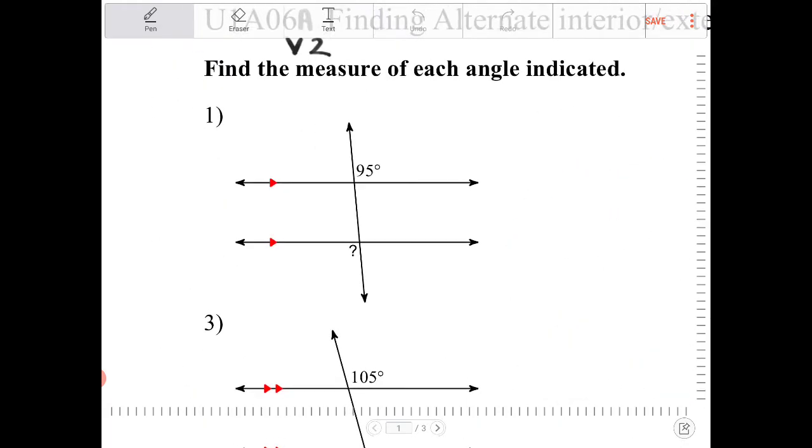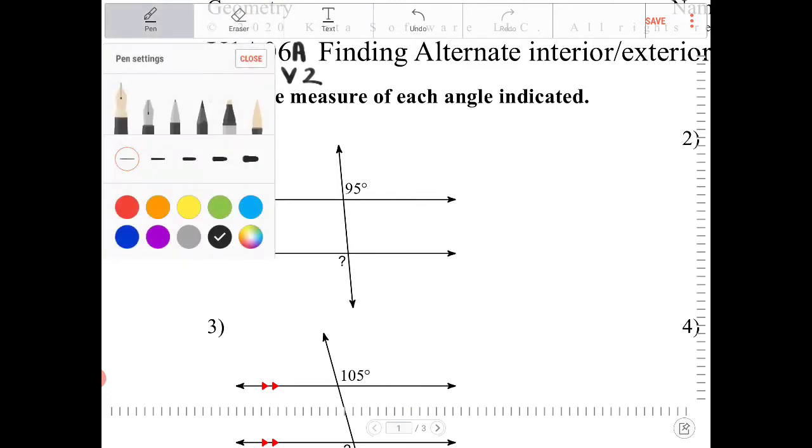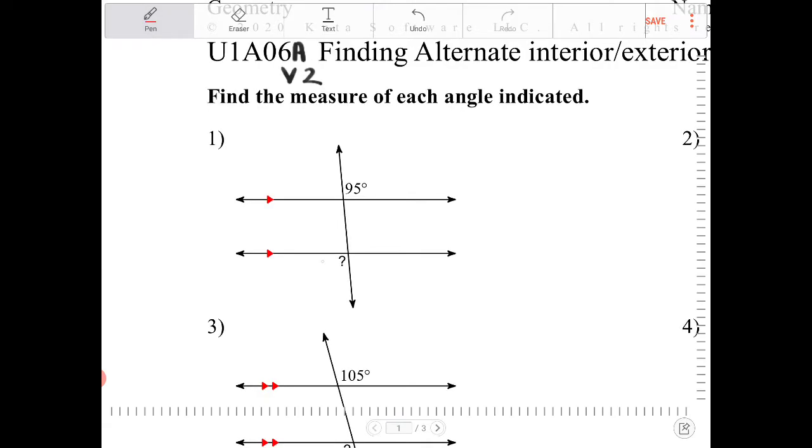So question number 1 here. I notice that I have 95, and I'm looking for this unknown angle over here. They are on opposite sides of the transversal. A synonym for on opposite sides is alternating. These angles are outside of the pair of parallel lines, so we identify them as alternate exterior angles. And what do we know about alternate exterior angles? We know that alternate exterior angles are the same. So this is 95.